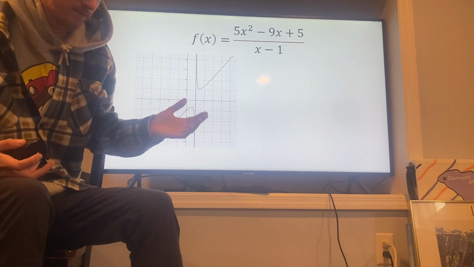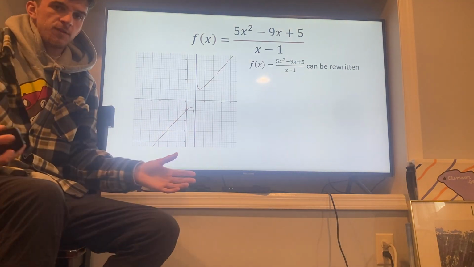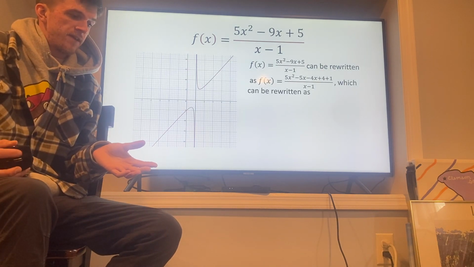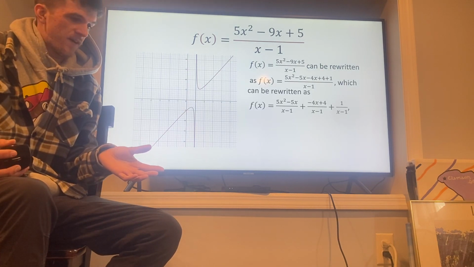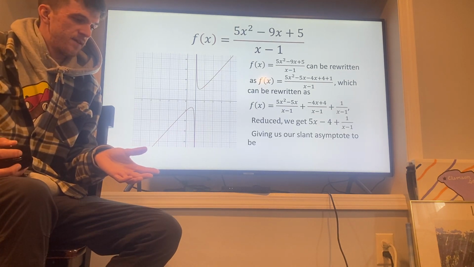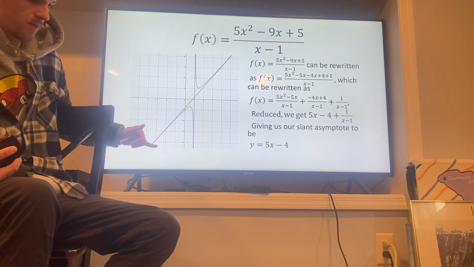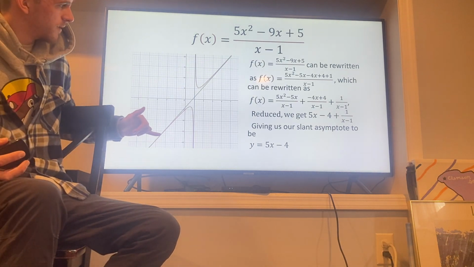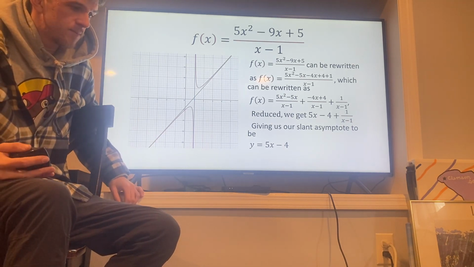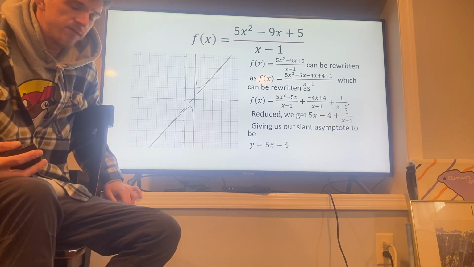Alright, let's do some long division. We're going to rewrite 5x squared minus 9x plus 5 over x minus 1. We're going to rewrite it again and simplify, and that gives us our slant asymptote, y equals 5x minus 4, denoted by this green line on the graph. You may be able to see it, you may not. Pretty simple. Once you understand the steps for analyzing the graph, it becomes pretty easy.